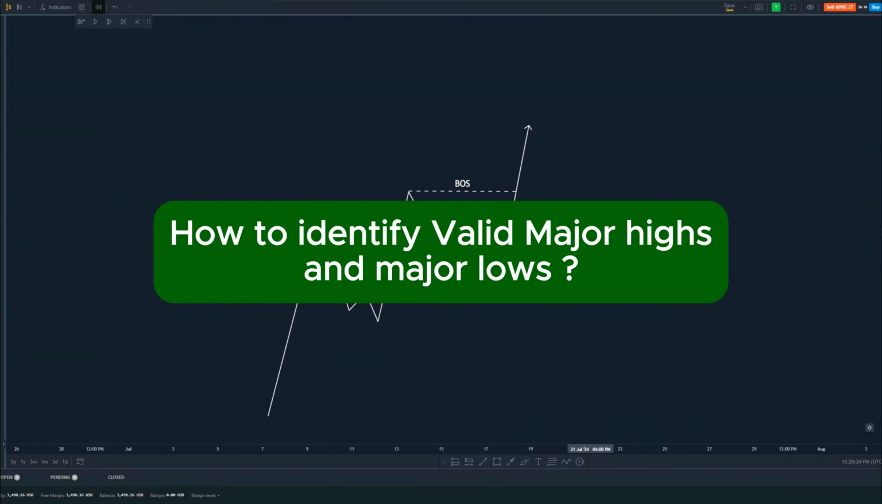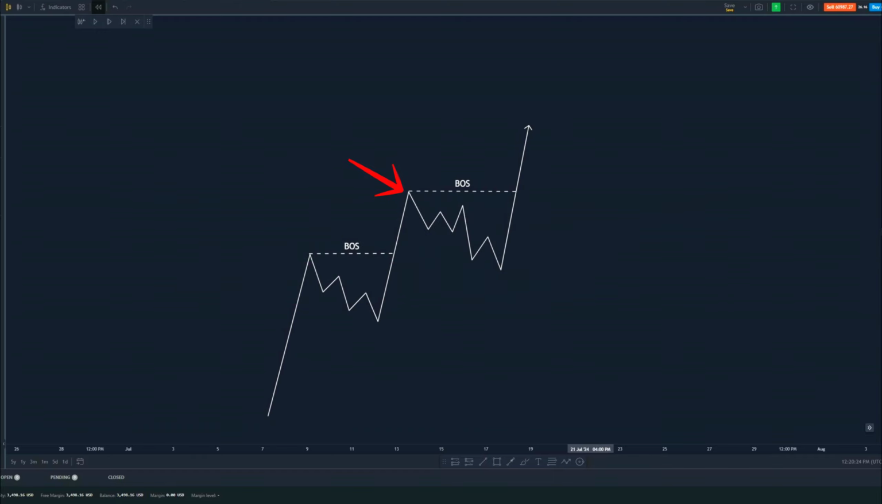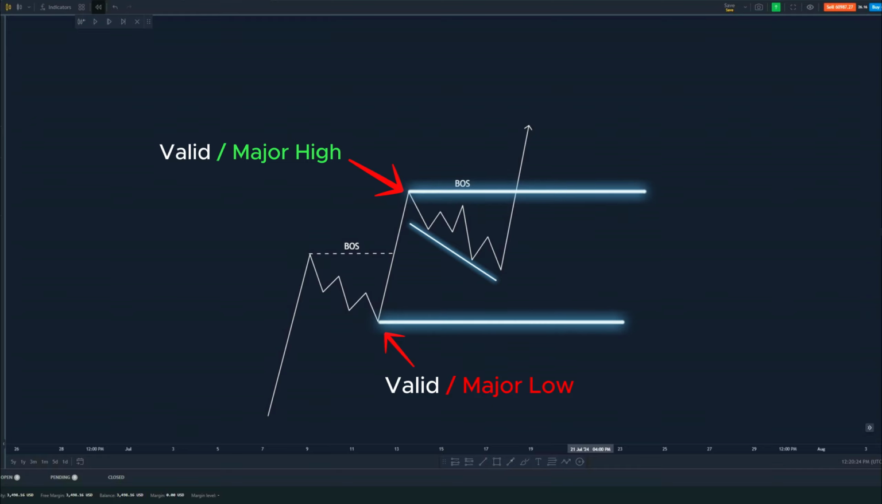How to identify valid major highs and major lows? Look here, this is the highest point reached by the price before this retracement, and it will be considered as major high or valid high. And the lowest point of this bullish wave will be considered as valid low or major low. And these two points constitute the major external structure here. And every structure formed between these two points is considered as internal structure.